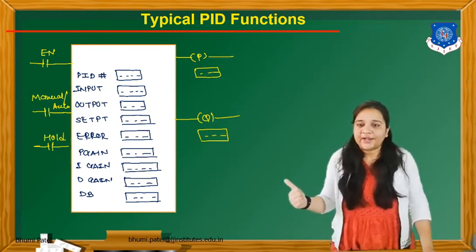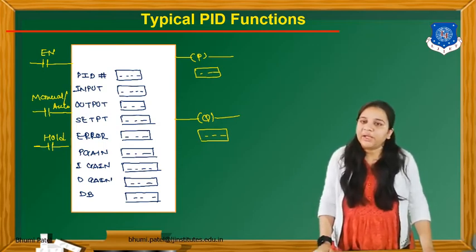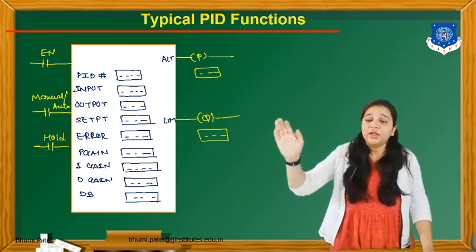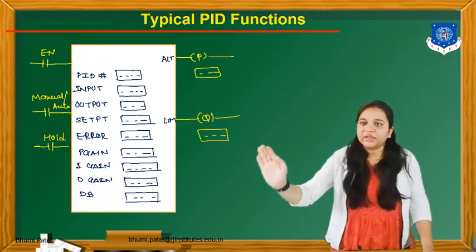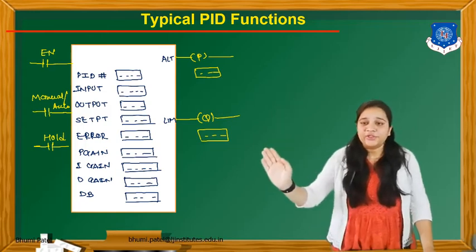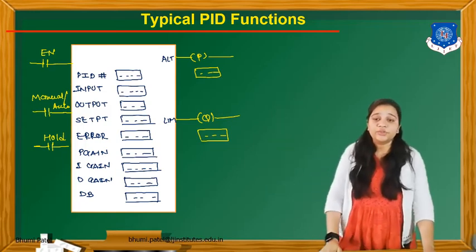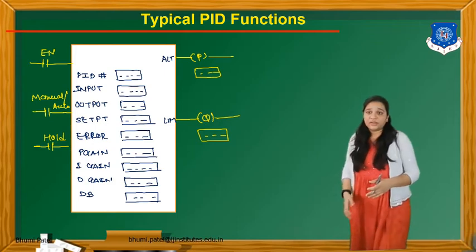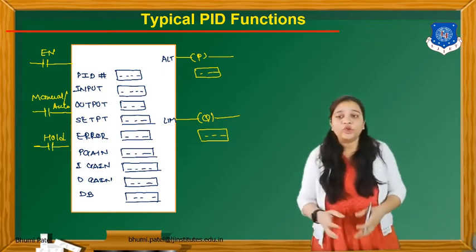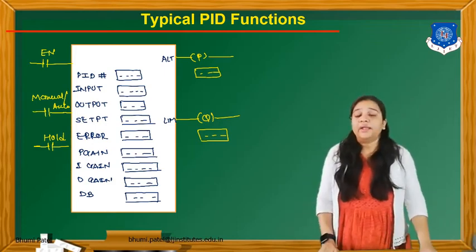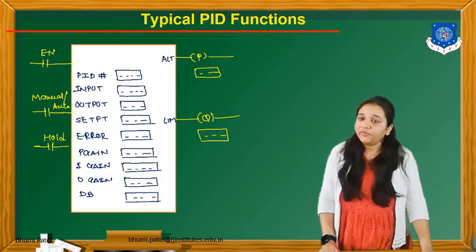So this is the actual block format of the typical PID function, and here we can use a LIM function and an ALTER function. As you know, the LIM function is used as the comparison function, that is, if we want to check the value between these two values, at that time we can use the LIM function.